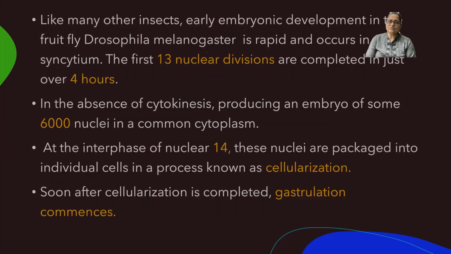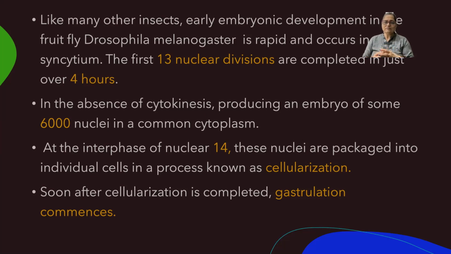So let's move towards the development in Drosophila. Like many other insects, early embryonic development in the fruit fly, Drosophila melanogaster, is very rapid and of syncytial type. What is syncytial cleavage? Syncytial means without any demarcation, without any cell membrane; the nucleus divides so rapidly just after fertilization. One to two, two to three, three to four, and so on.